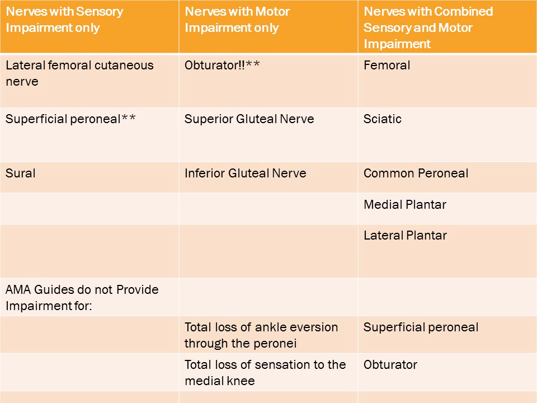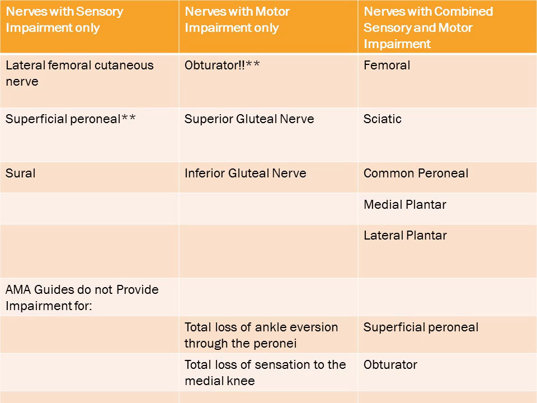And in your handout materials, I've created a chart for you that lists all these nerves from table 17-37, but I've categorized them into 3 columns to distinguish the nerves that are sensory nerves only, the nerves that are motor nerves only, and then those nerves that have both combined sensory and motor impairments associated with them. So nerves with sensory impairment only include the lateral femoral cutaneous, the superficial peroneal, and the sural nerves.